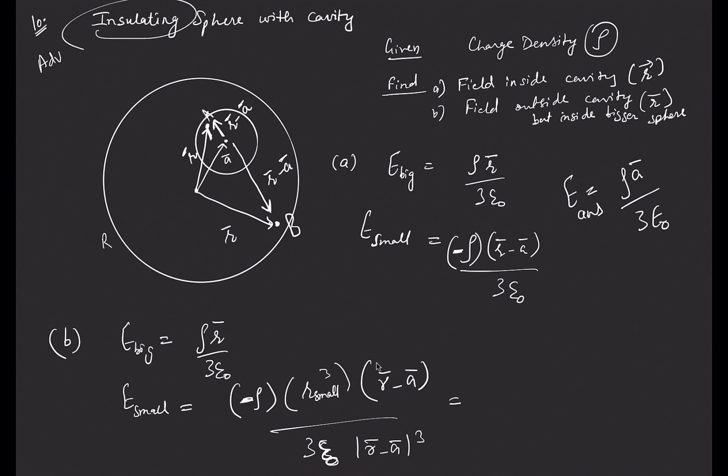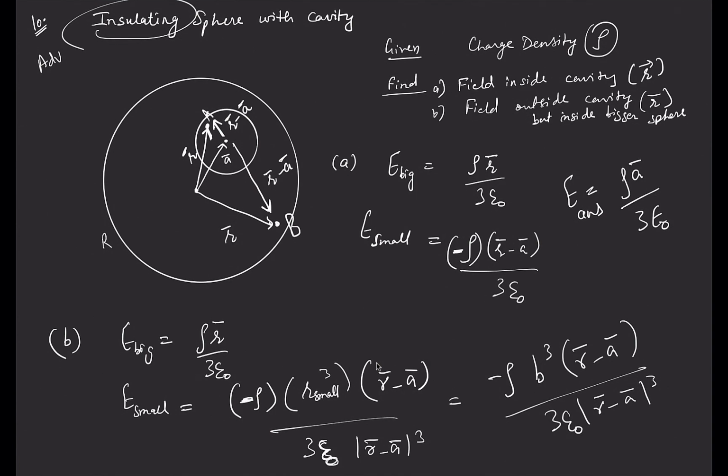So the radius of the small sphere is given to be b, so it would be minus rho b cube, r vector minus a vector, by 3 epsilon naught, magnitude of r minus a cubed. And you just have to add this. I don't think there is any good way to simplify this. You just add this to get your final answer.